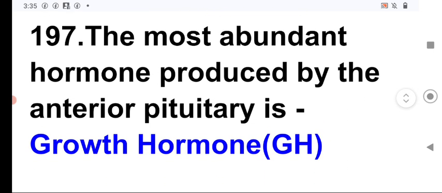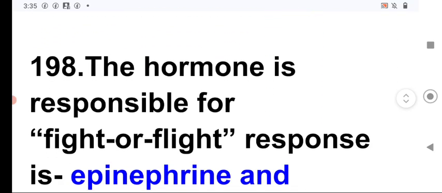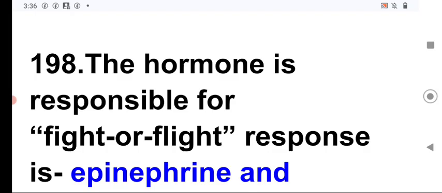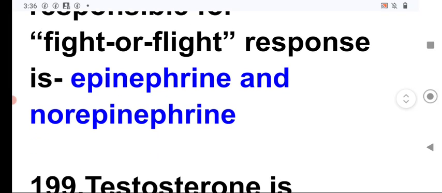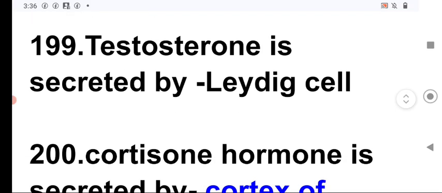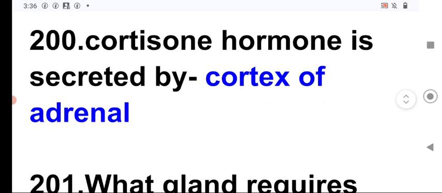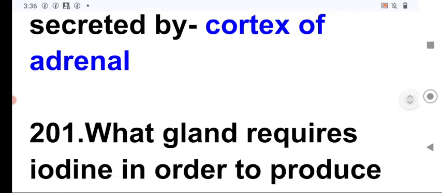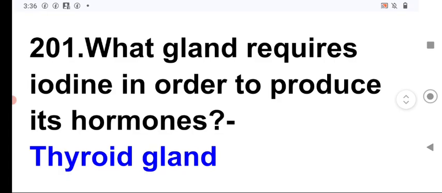Next, the most abundant hormone produced by the anterior pituitary is growth hormone, or GH. Next, the hormones responsible for the fight or flight response are epinephrine and norepinephrine, and especially epinephrine. Next, testosterone is secreted by the Leydig cells present inside the testis. Next, cortisone hormone is secreted by the cortex of the adrenal gland, the cortical part of the adrenal gland.